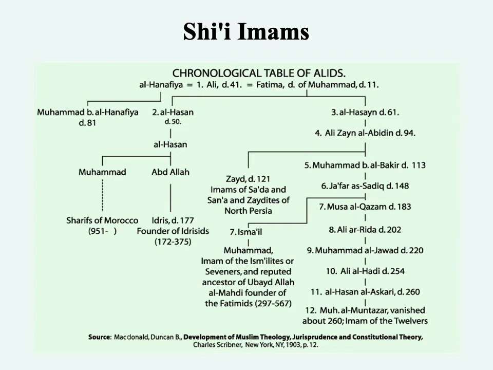Ismailis, same basic idea with the seventh generation. Most Shiites felt it should have been Musa al-Kazim, but there were some who felt it should have been his brother Ismail, and so those individuals came to be known as Seveners or Ismailis.